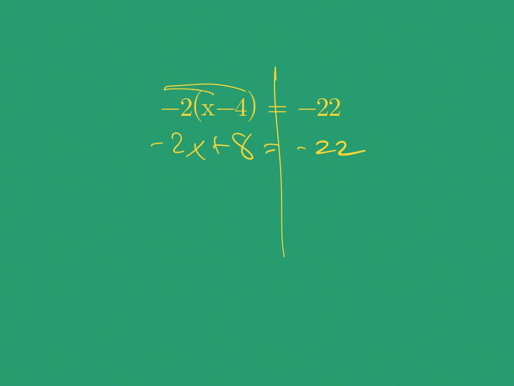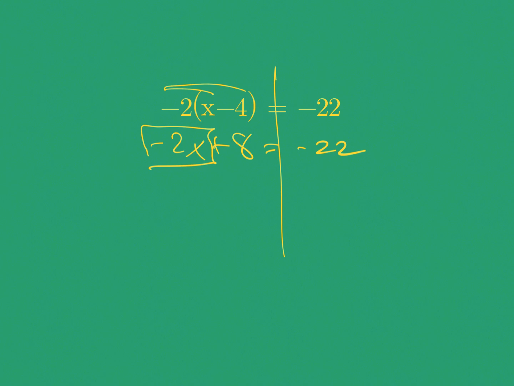Everybody okay with the distribution? Everybody good with where all those numbers are coming from? What's the variable term? Negative 2x. Good. Guys, try to recognize where your variable term is. That's the first thing we're going to try to get by itself, that variable term.